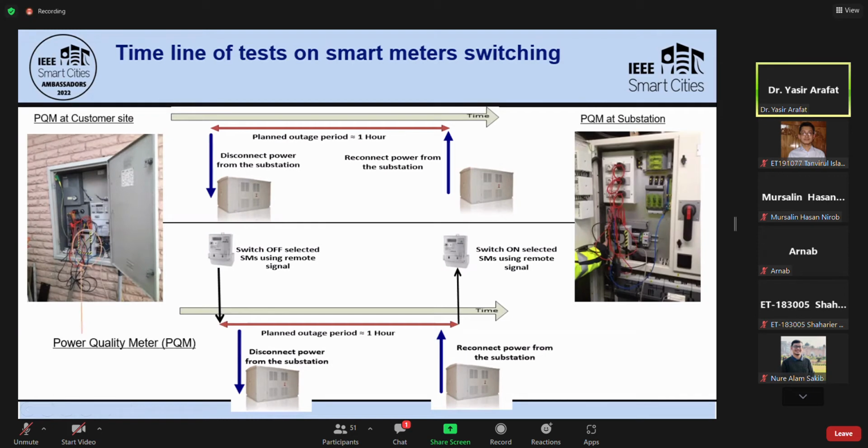So in this picture, we can see the power quality meter. This is the power quality meter, and this is the smart meter. Each consumer has a smart meter. So we installed a power quality meter at the customer side, and also we used a power quality meter at the substation.